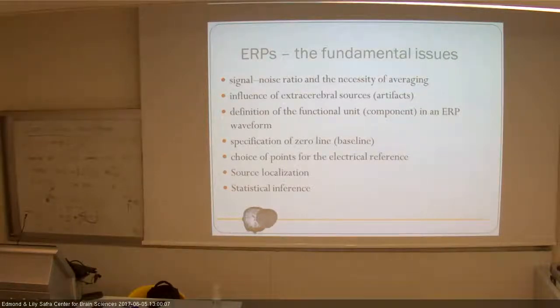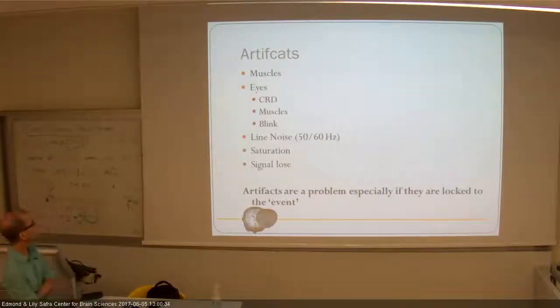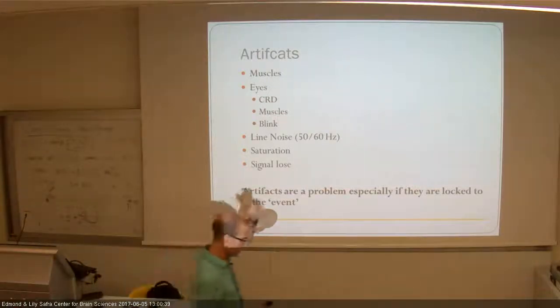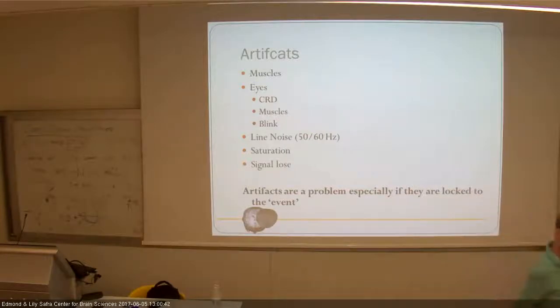Okay, so I'm going to talk about several things, about averaging, about artifacts, about what is the functional unit that we want to actually measure, how we determine the baseline, the reference, and a little bit about statistical inference. So I'm going to talk more about some of these and less about the others, simply because of time constraints. And let's start with artifacts. Okay, so we put electrodes on the skull. Okay, we try to measure neural activity in the brain.